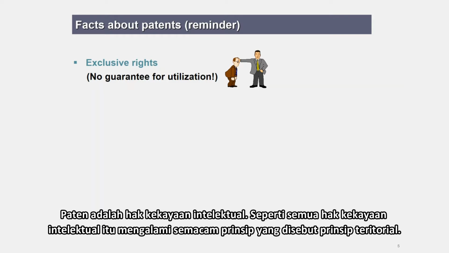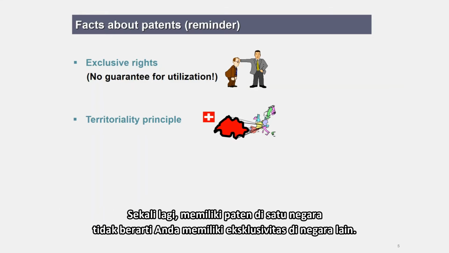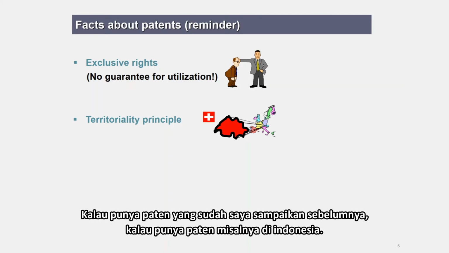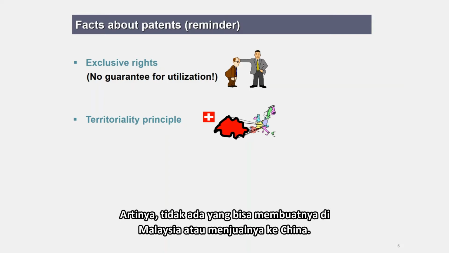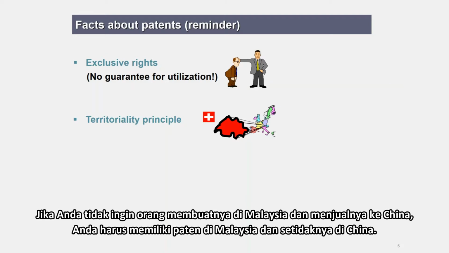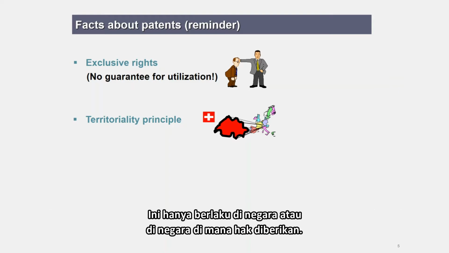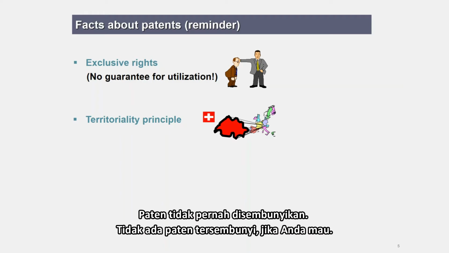Then a patent is an IP right, and like all IP rights, it undergoes a principle which is called the territoriality principle. Again, having a patent in one country does not mean that you have the exclusivity in other countries. If you have a patent, as we said before, for example, in Indonesia, that does not mean that nobody can make it in Malaysia or sell it to China. So if you don't want people making that in Malaysia and selling it to China, you have to have a patent in Malaysia and in China, at least. It is only valid in the country or the countries where the right is granted. Then, a patent is never hidden. There are no hidden patents, if you want.